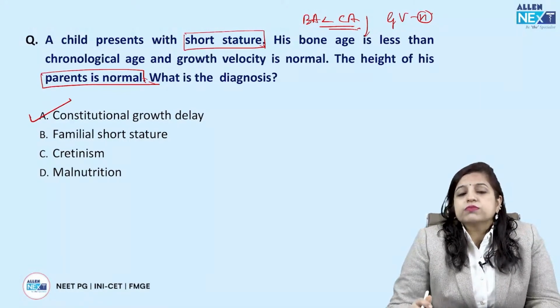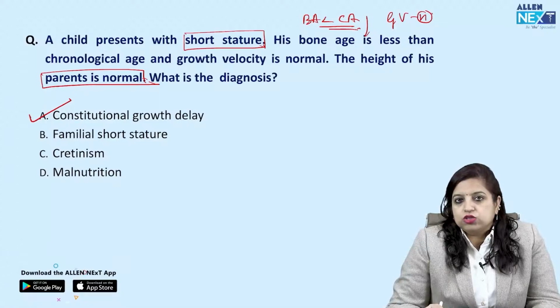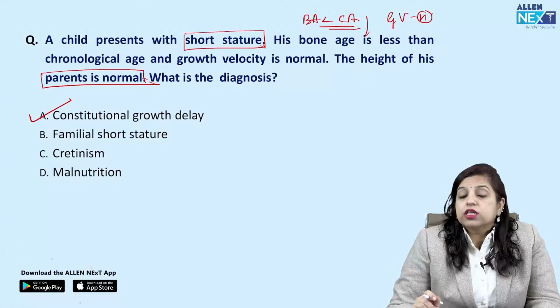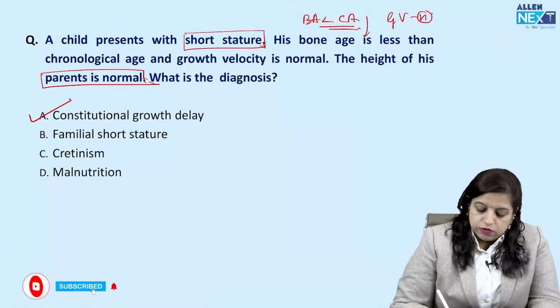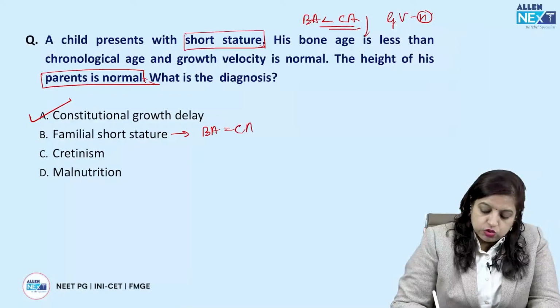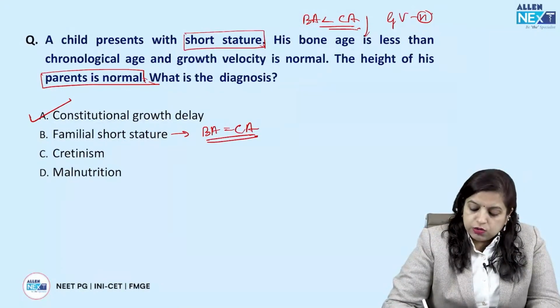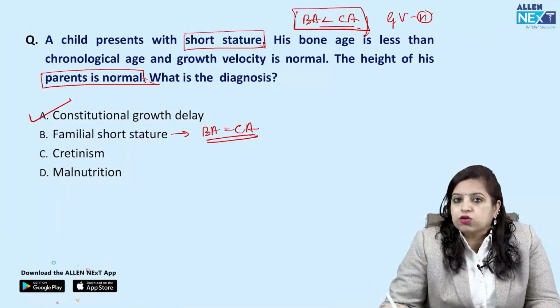Now, somebody would ask, ma'am, why not familial short stature? See, in familial short stature, there are two things which are against it in the question. First of all, in familial short stature, the bone age is equal to chronological age, while in our question, the bone age was less than the chronological age.